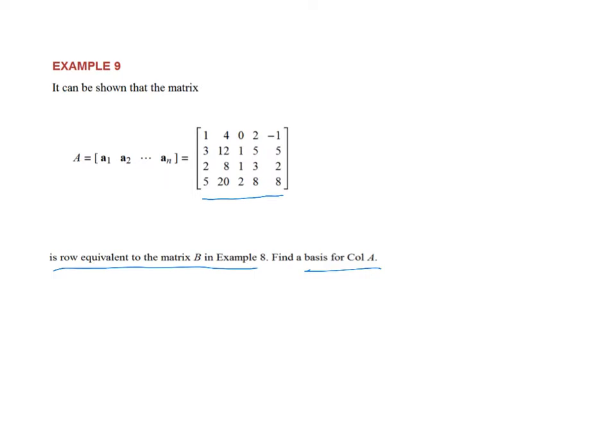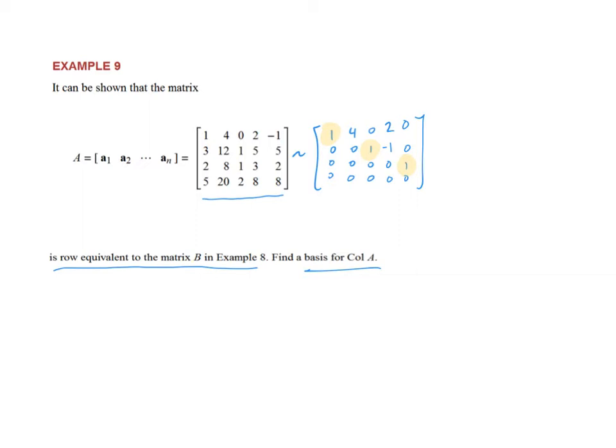Now, knowing that they are row equivalent to each other, this is row equivalent to the previous example: 1, 0, 0, 0, 4, 0, 0, 0, 0, 1, 0, 0, 2, minus 1, 0, 0, 0, 0, 1, 0. That is row equivalent to the matrix from the previous example. And I have pivots in column 1, column 3, and column 5. 1, 2, 3, 4, 5. Yes, I have those 3 pivots there.